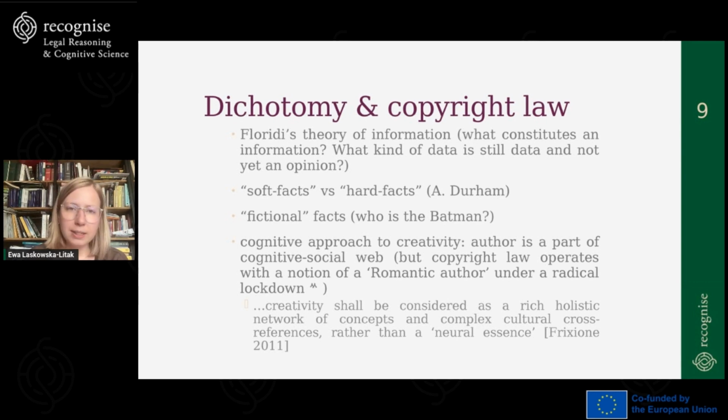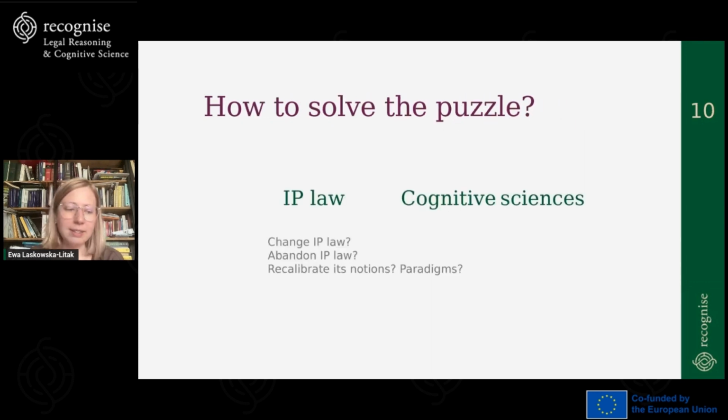So the cognitive sciences also tend to challenge this paradigm of copyright law, and the question remains how to solve this puzzle. Shall we change the IP law, the copyright law in general, or even abandon the principle of intellectual property law? Probably some of you agree with this or tend to answer it positively. Or shall we recalibrate its notions? That's how I would suggest to answer, mostly due to the fact that all the international provisions and organizations are quite difficult to change, to amend, and to provide new legal orders.